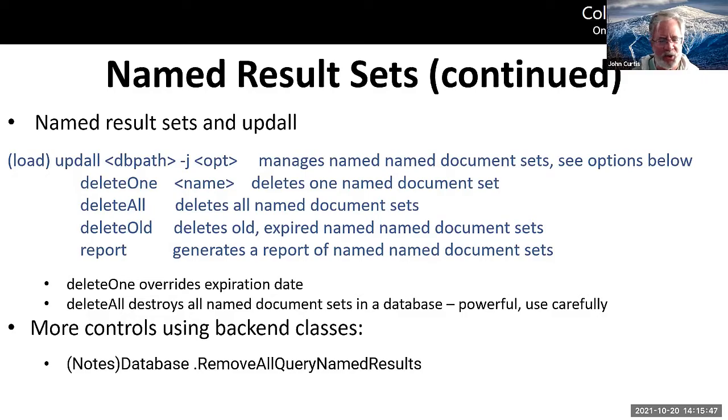Delete all says I want you to kill all the named document sets in my database. Delete all, but basically does default. It says, look, if there's an expired name set, nuke it. Delete it now. And report generates a report of named document sets in your database. So you can run Updal -J report, and you will see the document sets with expiration dates that are part of your database.